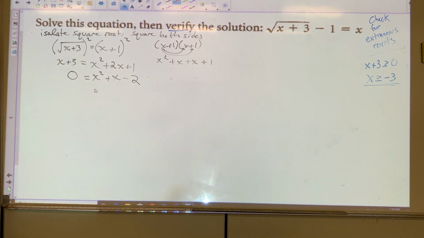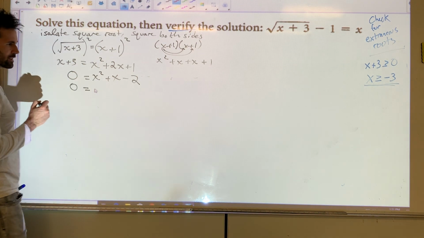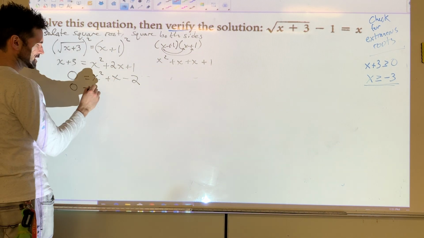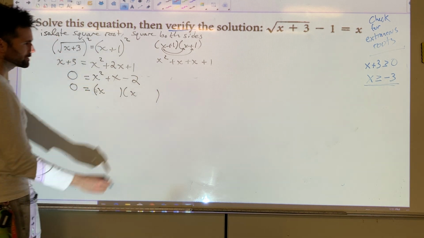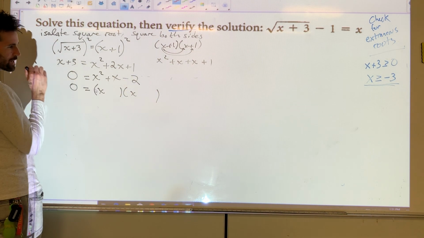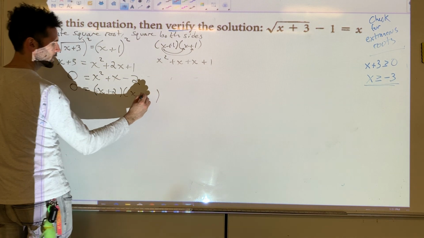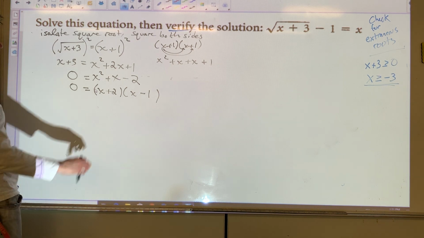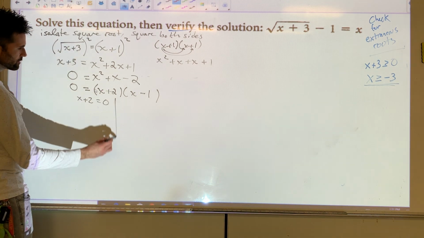Now can I factor it? What do you guys think? Is there anything else I can do? No, there's really nothing else, just time to factor. It's a regular factoring question. A is equal to 1. Two numbers that multiply to -2 but add to 1. Probably +2, -1. Excellent. So now the zero product property: take each binomial, set it equal to 0, and solve.